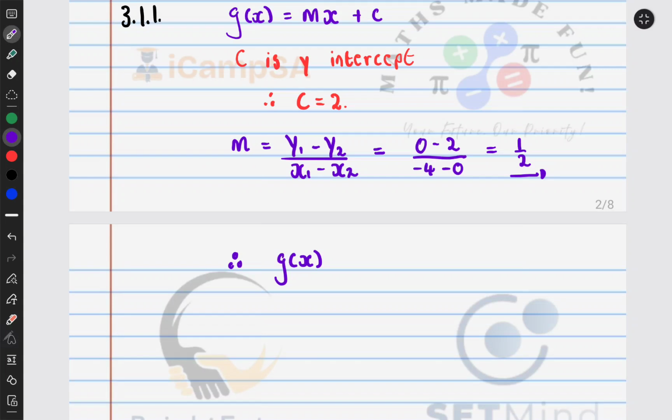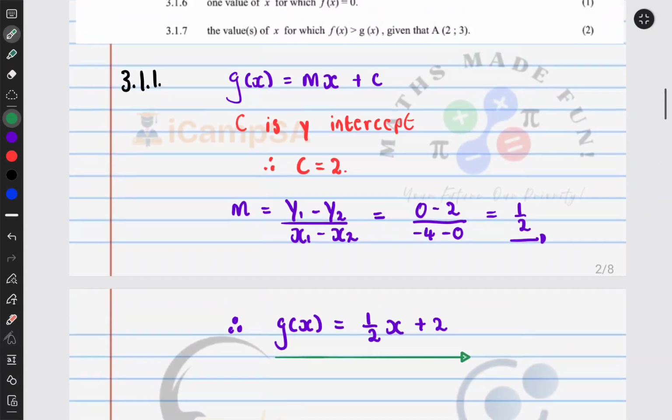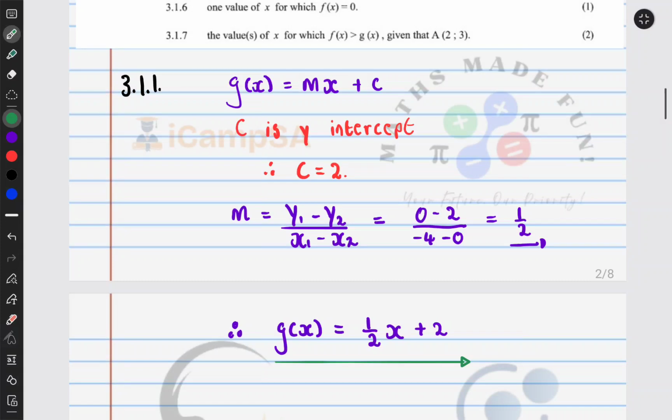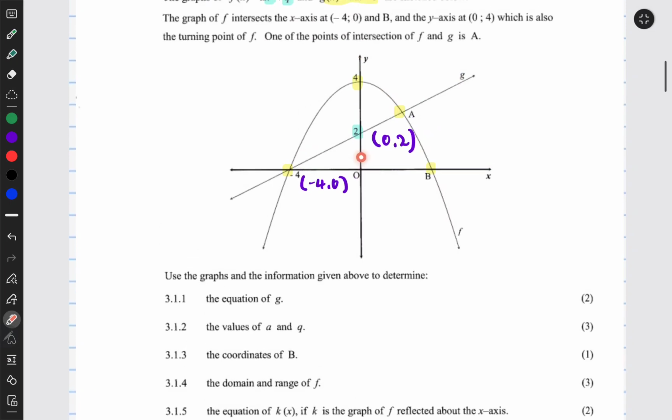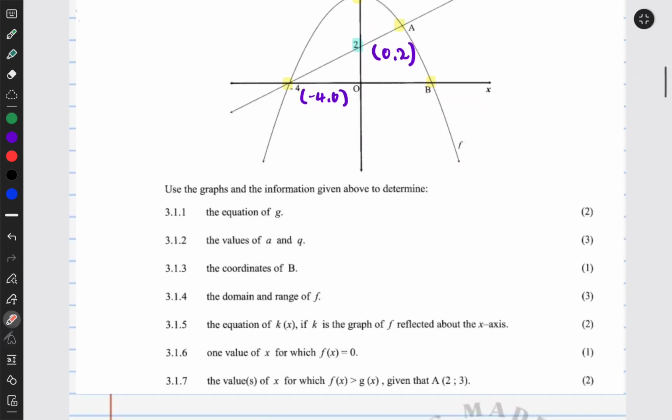Therefore g of x is equal to 1 over 2 x plus 2. That is the equation of the straight line function. It makes sense that the value of the gradient is positive, because the y values are increasing as the x values are increasing. The y values are going up and up while the x values are getting bigger and bigger.